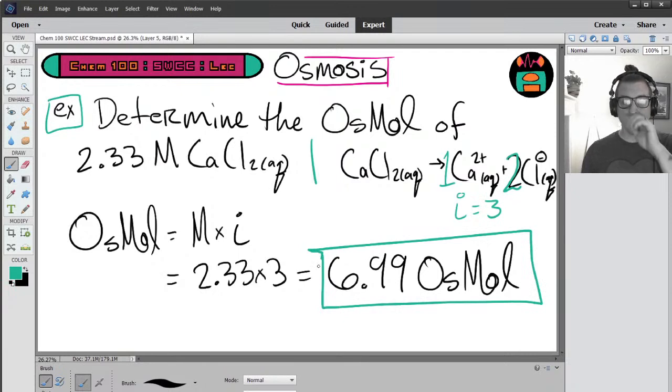Because again, the process of osmosis is not concerned about the concentration of individual molecules, it's concerned with the concentration of particles. There we go.